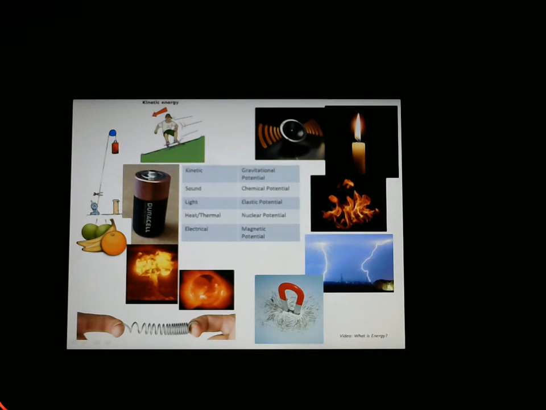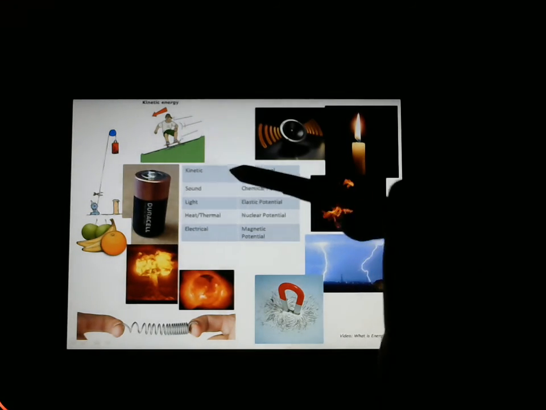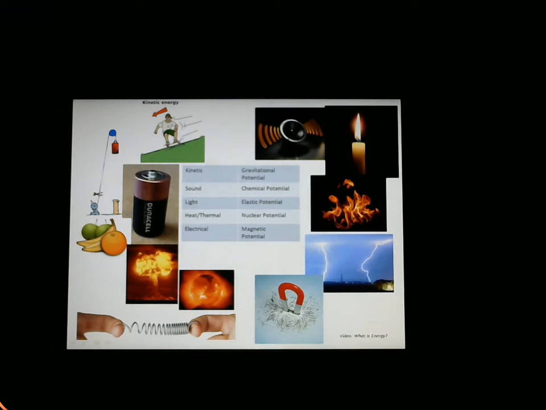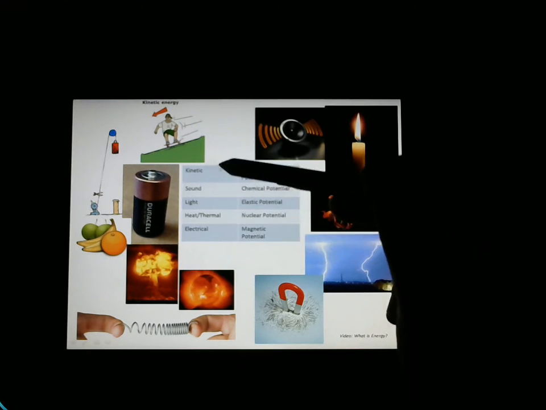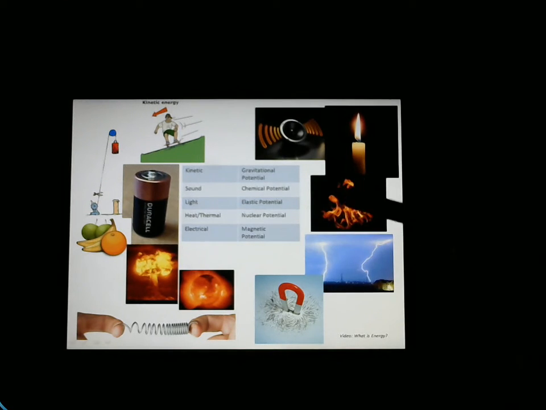Okay, so on a day-to-day life, kinetic. If you're doing anything apart from just lying in bed, there's kinetic energy there, isn't there? Sound, light, heat, electricity. You use those five here on the side every day. Okay? Gravitational energy.